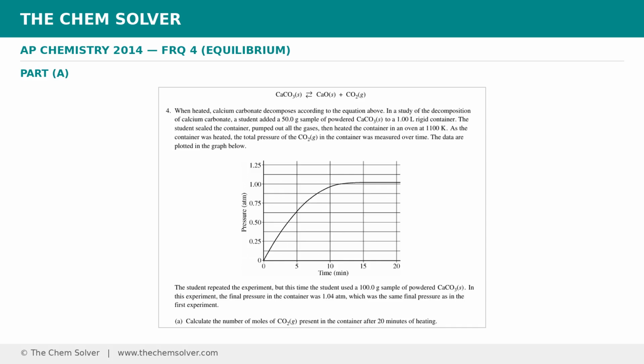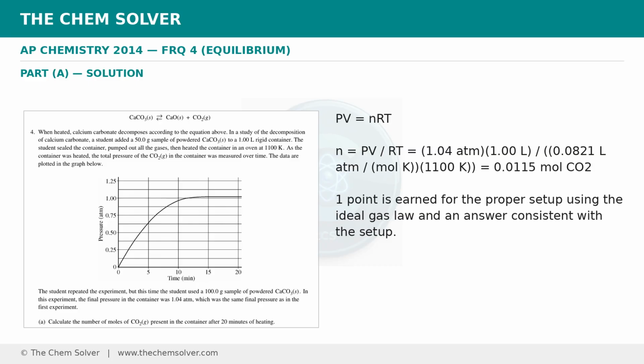Calculate the number of moles of CO2 present in the container after 20 minutes of heating. PV equals nRT. n equals PV/RT equals (1.04 atmospheres)(1.00 liters) / (0.0821 liters atm/moles K)(1100 Kelvin) equals 0.0115 moles CO2. 1 point is earned for the proper setup using the ideal gas law and an answer consistent with the setup.